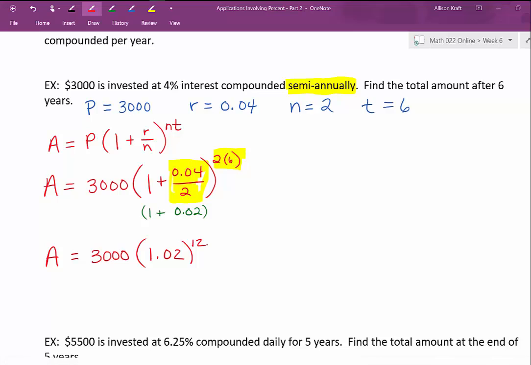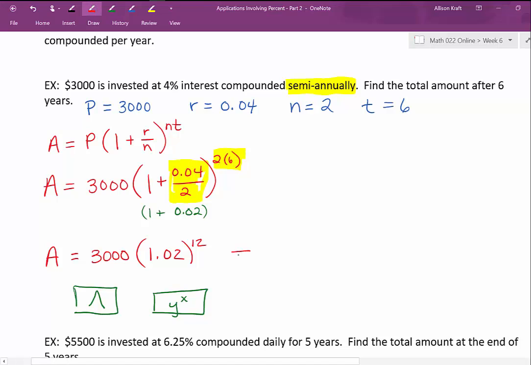To get the exponent, you're either going to have a caret key, something that looks like this on your calculator, or you might have a key that looks like y to the x. There's several variations. If you have trouble using your calculator, please contact me or go to any of the tutoring centers.